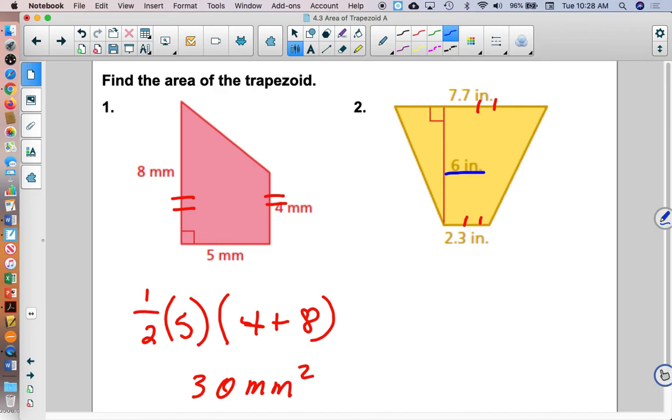With that being said, what is the area of trapezoid number 2? What is the area, Kinsey, of trapezoid number 2? 30 inches squared. Absolutely correct. Okay?